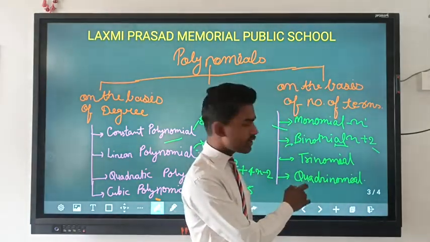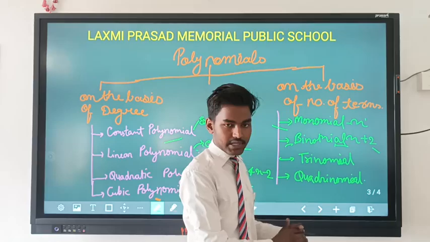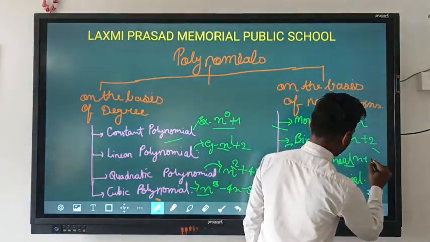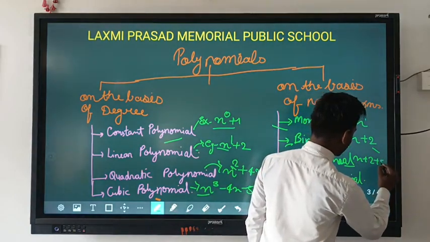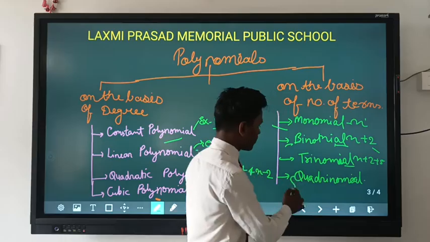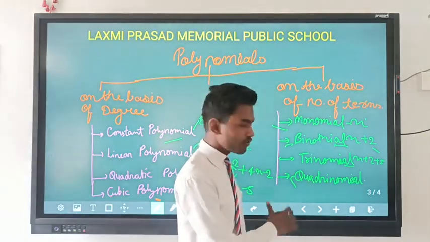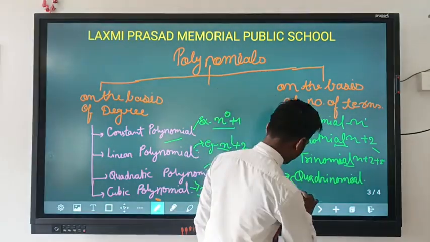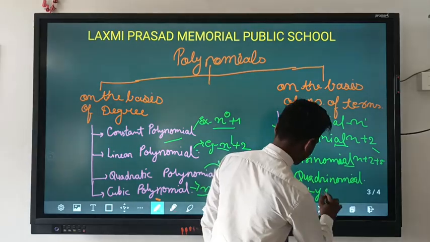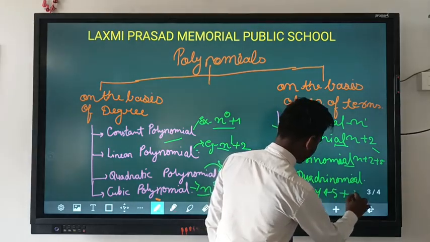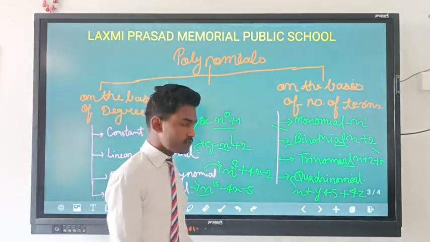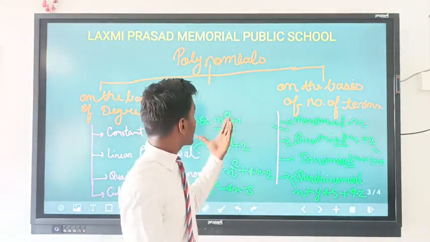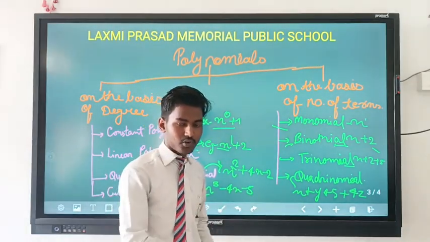A trinomial is a polynomial where the number of terms is 3, for example x plus 2 plus 5. In a quadrinomial, the number of terms is more than 3, for example x plus y plus 5 plus 4. Here we can see that there are 4 terms, so this is a quadrinomial. So this is all about the classification of polynomials.